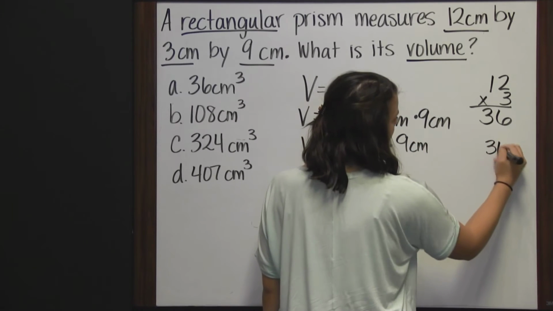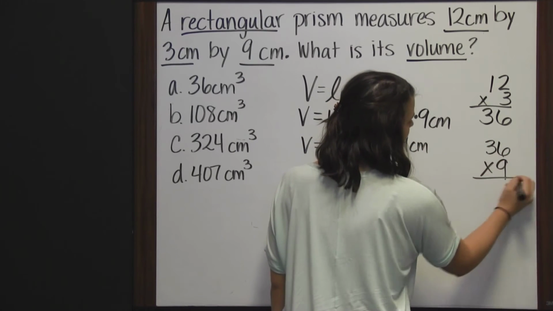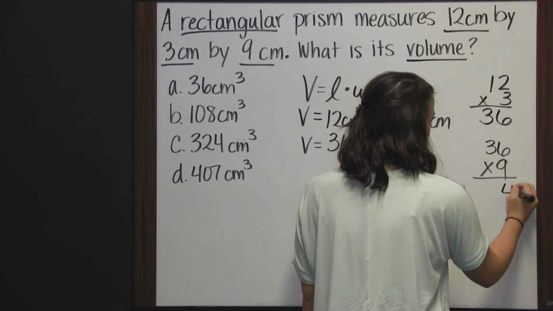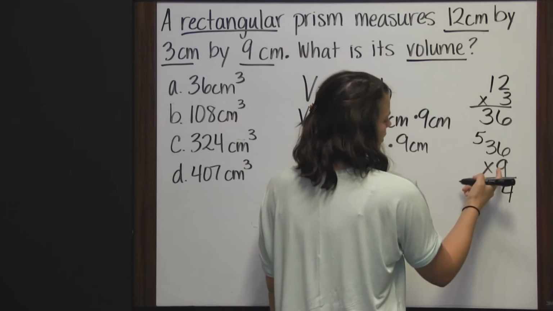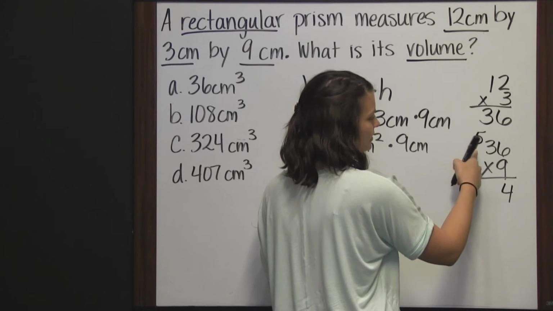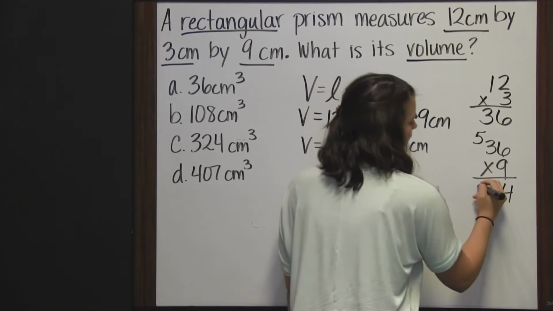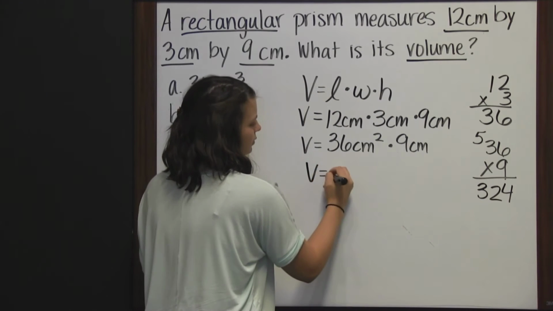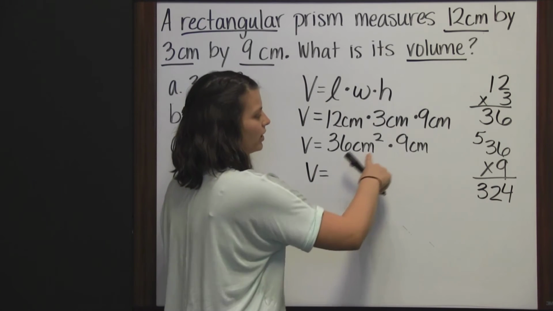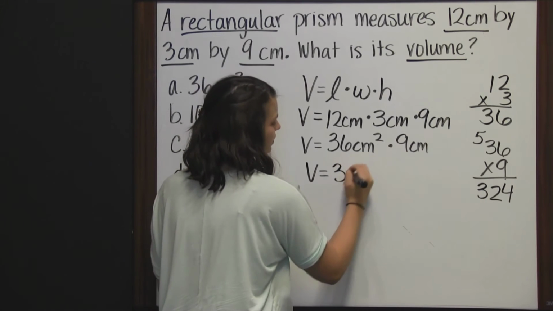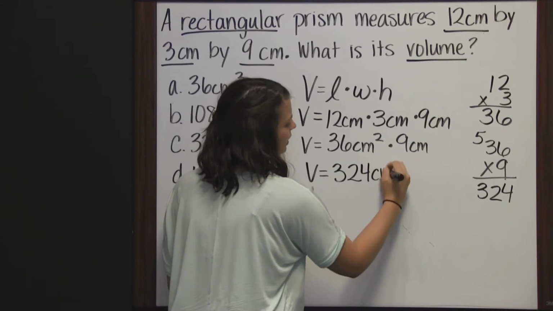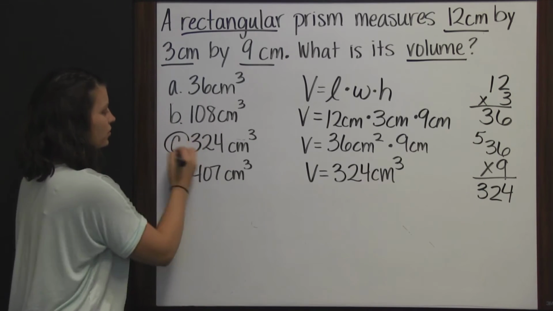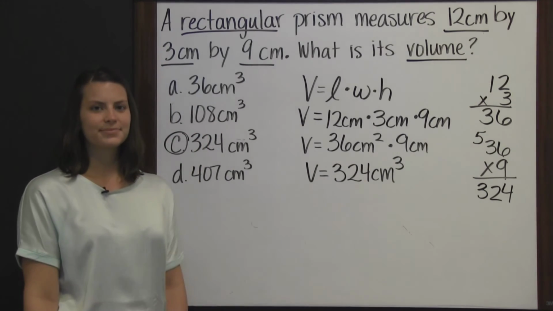So then you could take 36 times 9. 9 times 6 is 54. 9 times 3 is 27. Plus 5 is 32. So 36 centimeters squared times 9 centimeters is 324 centimeters cubed, which is answer choice C.